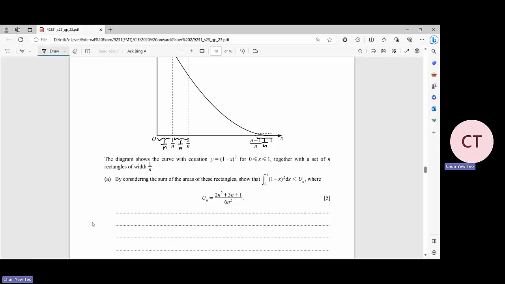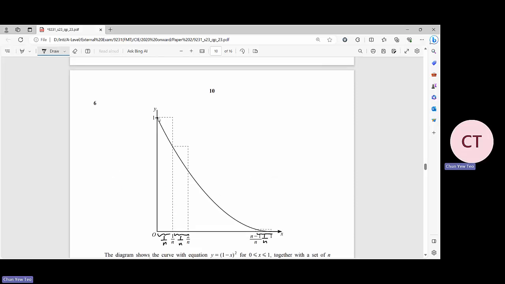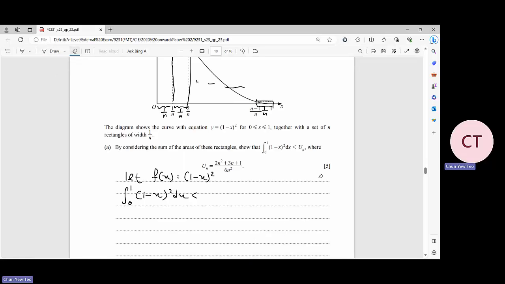So what you need to do now is, at first, let this y become f(x). So this represents the height of the rectangle. Then you just show that this area from 0 to 1 is less than the area of the rectangles. For the area of the rectangles, you must have rectangles that are higher than the graph. Like this, if you keep on doing that until the last one, it will be greater than the area under the graph.